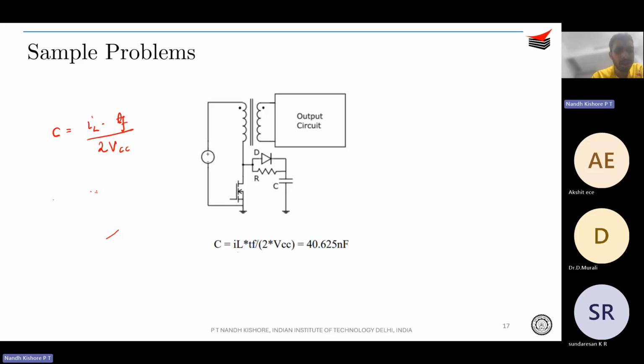You would have learned that for a shunt snubber, the C is something like this. That is your IL into TF by 2 into VCC. Or in case of a series snubber, you would have learned series is directly a dual, right? So VCC into TR divided by 2 into IL. Anyway, just substituting the values over here, you will get the value of C.